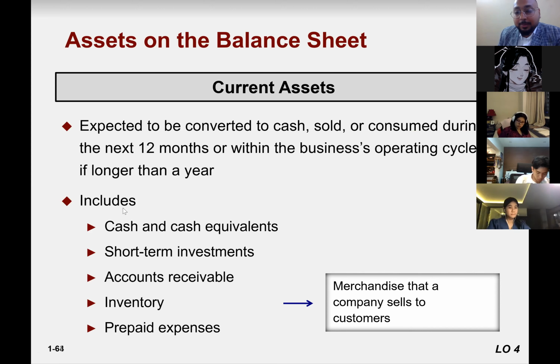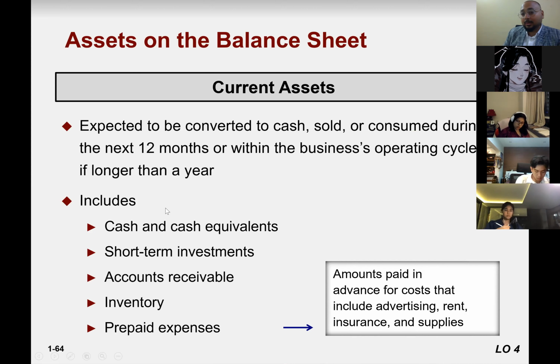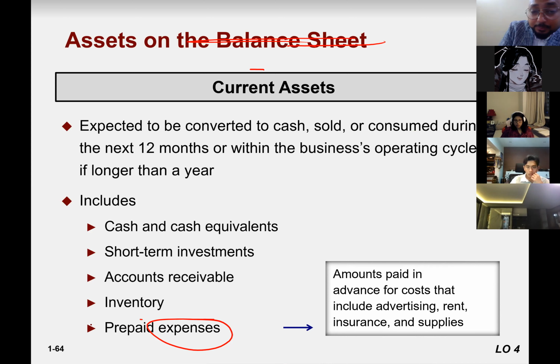Now, prepaid expenses. Here we have a trick. Prepaid expenses. We know that expense is not a part of the balance sheet. We are discussing the balance sheet here, right? But we are also discussing expenses. So remember, this is prepaid expenses. The expense didn't happen, but we pay in advance.